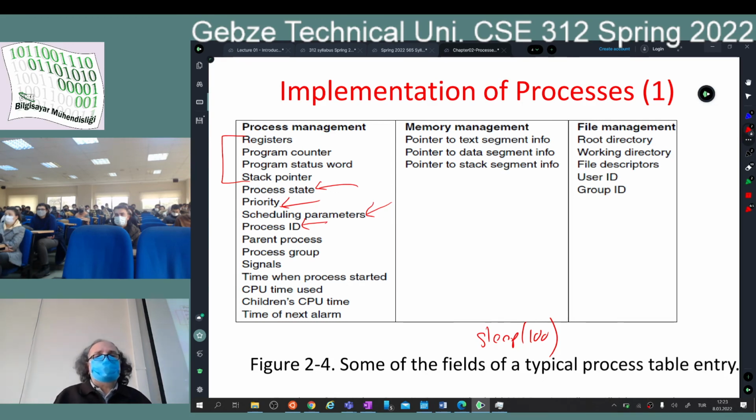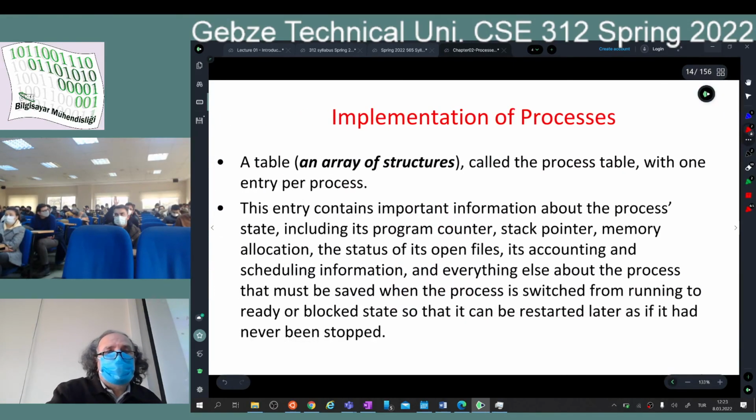Well, this is not an exhaustive list. Again, depending on the operating system, some of them are missing, some of them are not here. So these are some typical process table entries, and I keep this data for each process, and I have to keep this table in my memory, and that memory has to be protected because only the operating system can see this memory. Only the operating system can access this memory directly. So that's the process table, an array of structure.